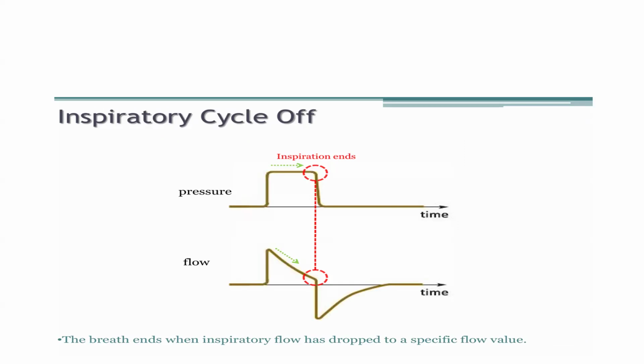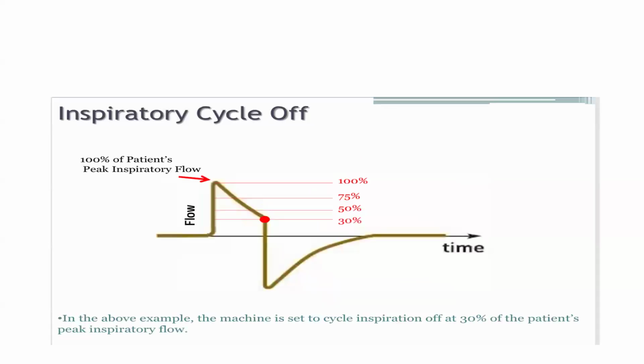So the above diagram is representative of the pressure mode, the end of the inspiration. And in the flow form, how it ends. So in the above example, the machine is set to cycle the inspiratory off at 30% of the patient's peak inspiratory flow.